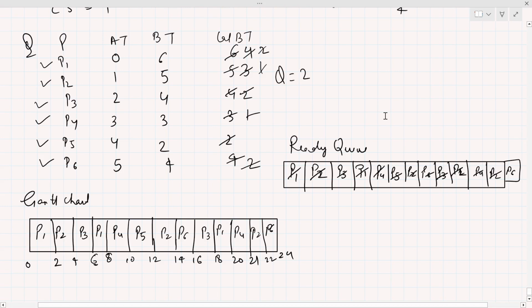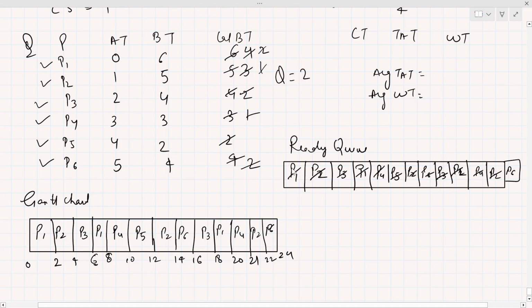Okay, now you can easily find out the completion time, turnaround time, waiting time, and the average turnaround time and average waiting time. This part you have to do by yourself. The main thing to solve a round robin question is that you have to make a ready queue. Without a ready queue you cannot solve this question. So this is how you have to solve.